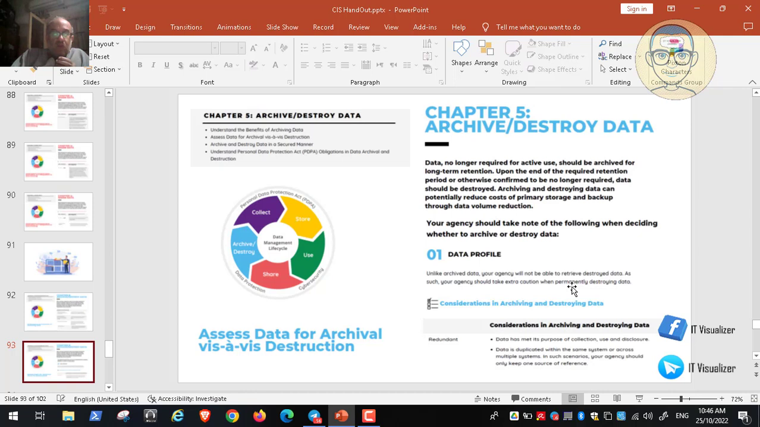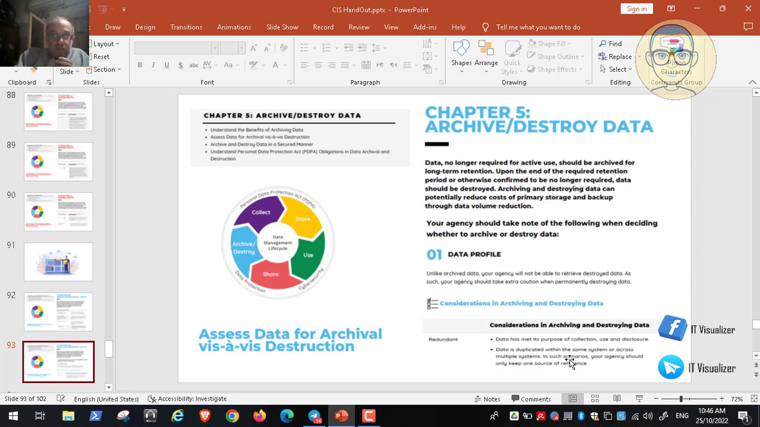So here it says, considerations in archiving and destroying data. Redundant. Consideration: data has met its purpose of collection, use, and disclosure. I don't understand what is redundant here, anyway, he says this is the meaning of redundant. Data has met its purpose of collection, use, and disclosure. So the data is no longer needed. This will let you take a decision of destroying it.